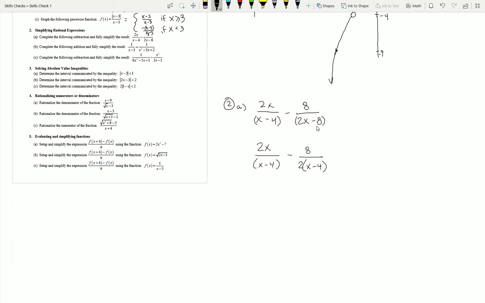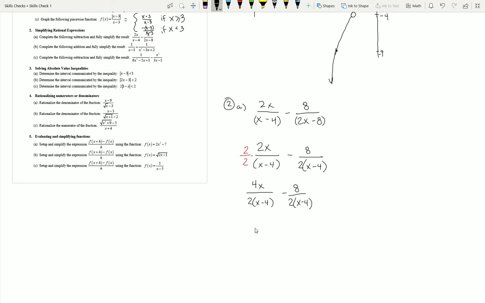So notice here there's a 2 in common that I can factor out. And now when I look at this, I realize that the only difference between the denominator in the second fraction and the denominator in the first one is that the second fraction has that 2 down there. So what I can do is go to my first fraction and multiply by 2 over 2, which is 1. If I multiply something by 1, it doesn't change its value. And now I can see that I'm going to end up with fractions that look like 4x over 2 times x minus 4 minus 8 over 2 times x minus 4.